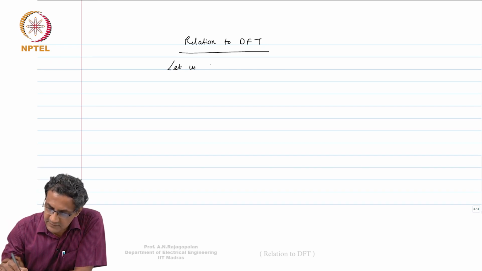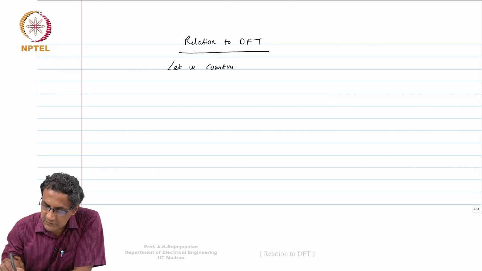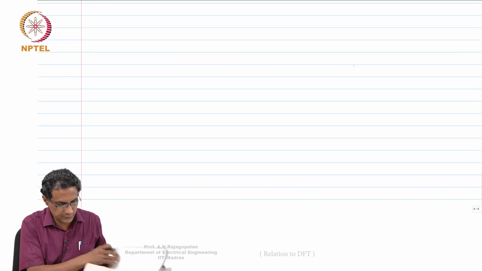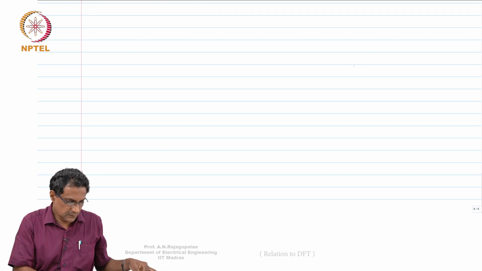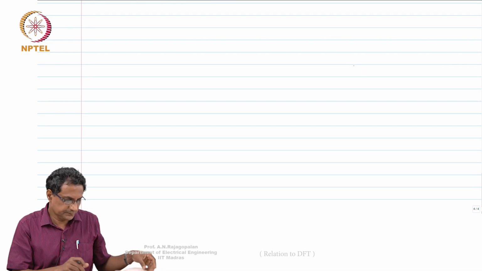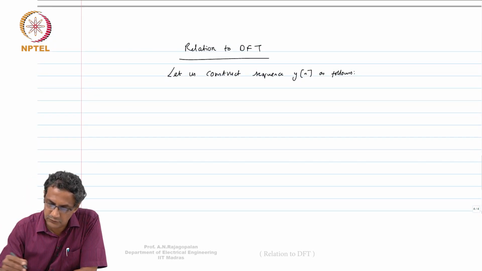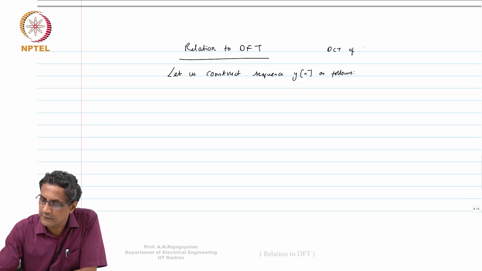So let us construct a sequence y[n] as follows. You started with the sequence u[n]. So you're looking at the DCT of u[n], from 0 to n minus 1. So it has a length n.